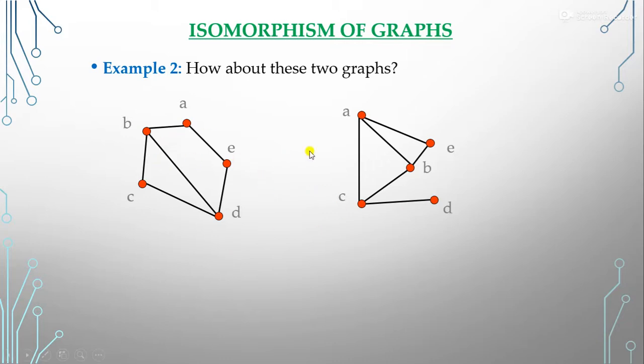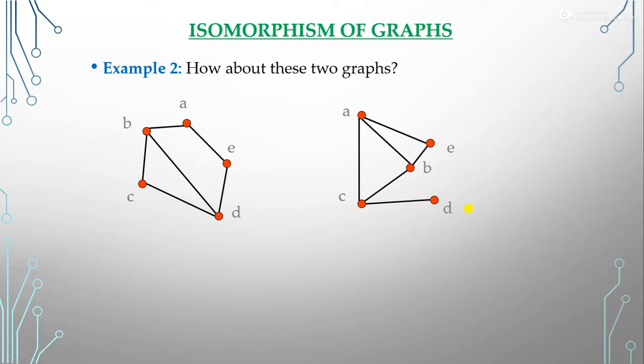First you check the vertices. Here how many vertices do we have? A, B, C, D, 1, 2, 3, 4, 5. 5 vertices are here and 5 vertices are here. So the number of vertices is equal. And the number of edges: here we have 1, 2, 3, 4, 5, 6, and here 1, 2, 3, 4, 5, 6. The number of edges is also the same here.